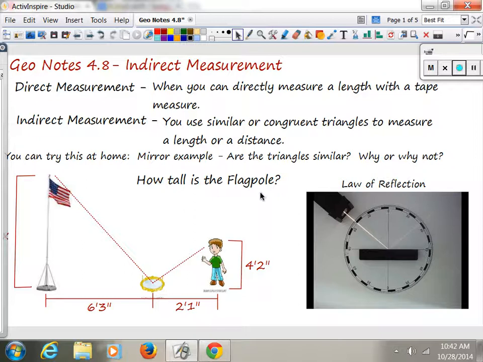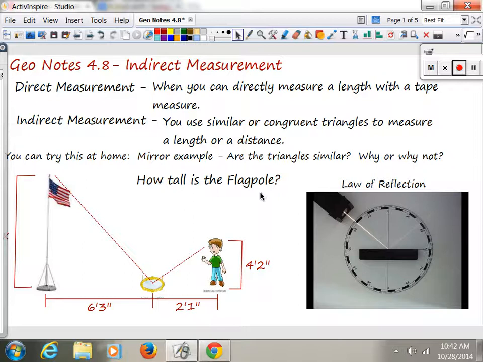So what he does is he takes a mirror and puts it on the ground, anywhere he wants. He backs up until he can see the flagpole in the reflection. So I'm standing right here and I can see the tip of the flag in the mirror. Then he can measure how far away he is from the mirror, and how far the mirror is away from the flagpole. Those are all direct measurements he could do, either with him or with somebody else, with string. And then he knows that he's 4 foot 2 inches tall.